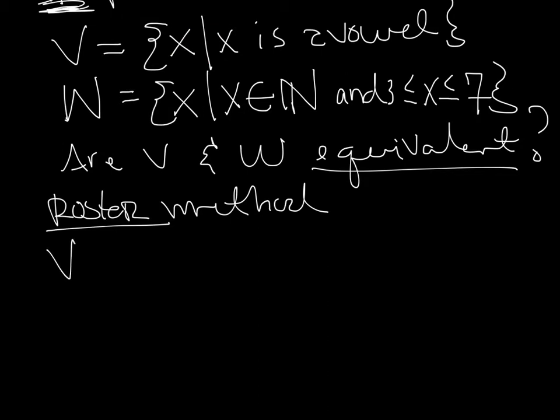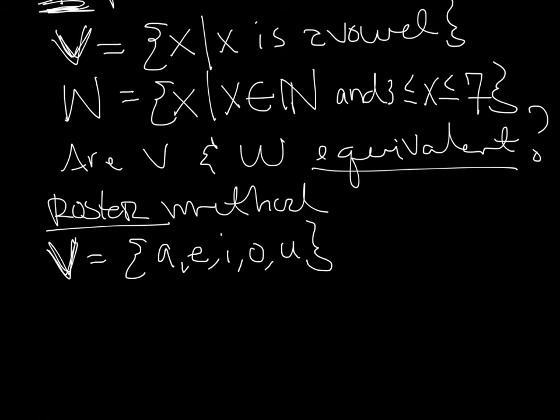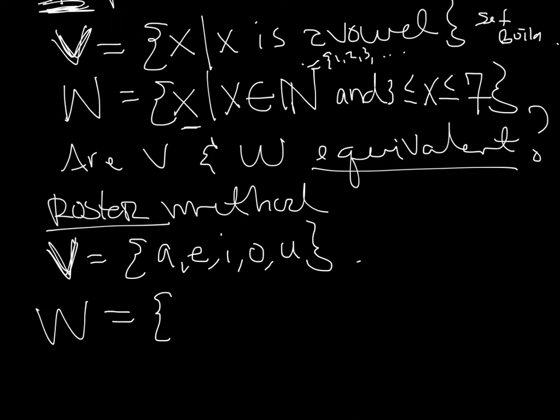Well, the only vowels I know in English are A, E, I, O, and U. Okay, this V is the same V as this V. The only difference is this is in set builder, and then here we have the roster method. Similarly, W is the set of all X such that X is a natural number. Now remember, the natural numbers are 1, 2, 3, and so forth. So 1, 2, 3, 4, 5, that means it keeps going.